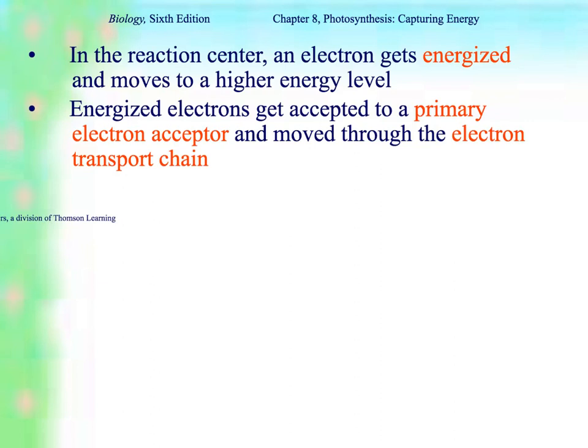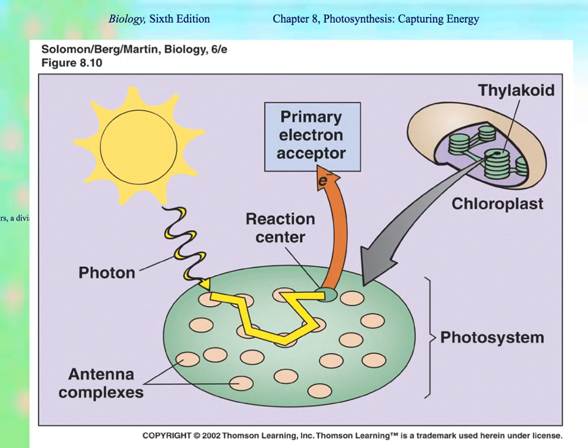Energized electrons are going to get accepted to a primary electron acceptor, and then it's going to move through the electron transport chain. So here's a picture. The ultimate source of energy on Earth, sunlight, is going to go down. It's going to hit the chlorophyll in the plant. It's going to bounce around in the antenna complex until it hits the reaction center, which is actually going to be a funnel down to that. That's going to boost the energy of an electron to a higher energy level. It's going to be accepted by a primary electron acceptor. This is all happening in a thylakoid of a chloroplast. And this is happening in photosystem 2.